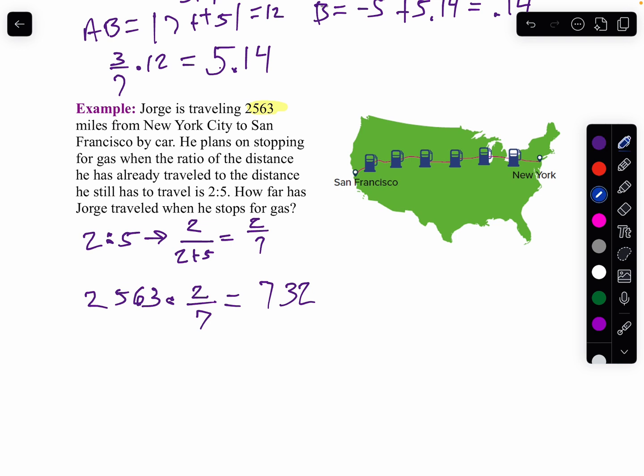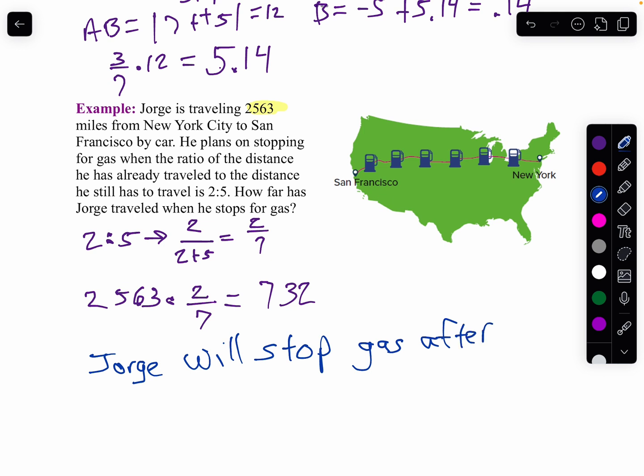It says, Jorge will stop for gas. He must have like a hybrid vehicle, after 732 miles. Or he's got a huge tank. And that's what we would do.